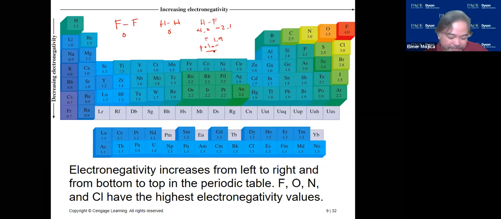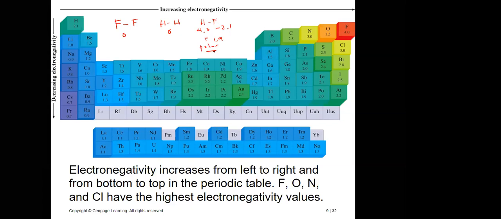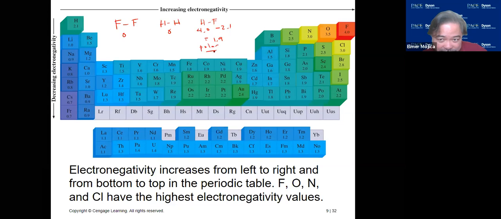Make sense? Now, you can only have a polar bond if there is a non-zero value. If the value is equal to 0, that is really a covalent bond. But if the value is non-zero, it is a polar covalent bond. But there is also a difference.